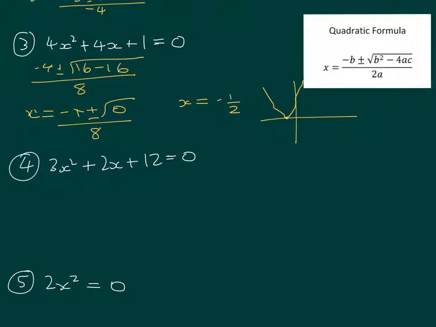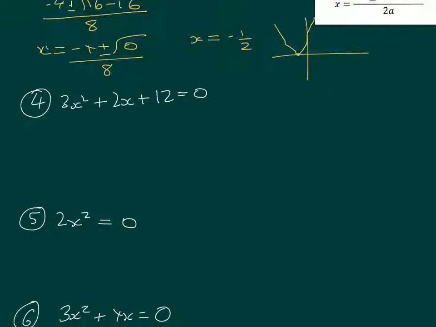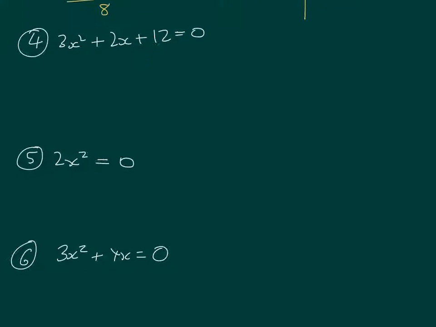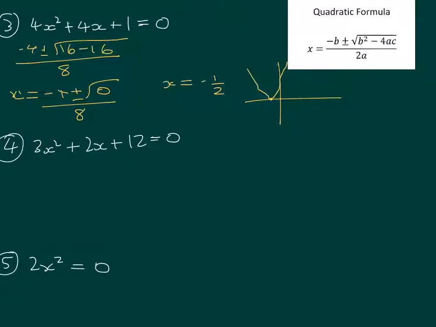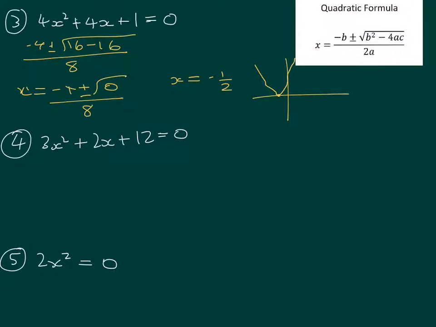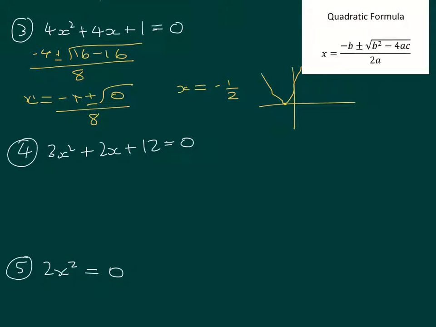Let's move on to the next one, another different type. It's the final one where I'm going to actually use the quadratic formula. Here we've got 3x squared plus 2x plus 12. Just want to keep the formula in the screen.